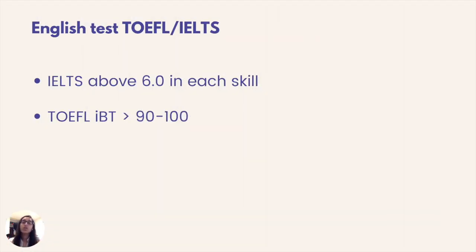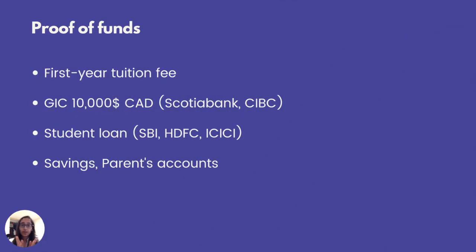Next, the English test. If you're applying for the study permit general application, you can submit either IELTS or TOEFL. These are the two common exams people usually take. As I said before, if you're applying for the SDS stream, you need to have the IELTS exam done and your score should be above 6.0 in each of the skills. For the general application, you can also submit TOEFL iBT and the score range should be above 90 to 100.